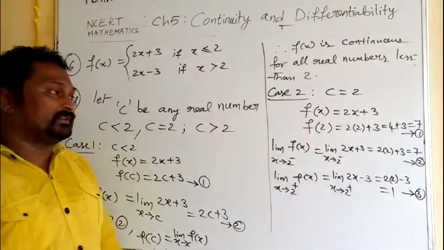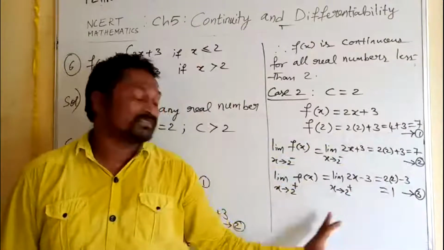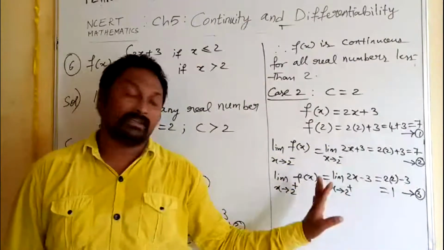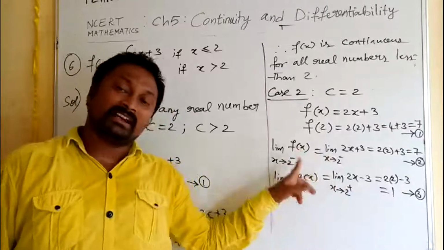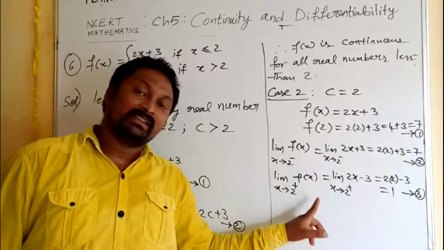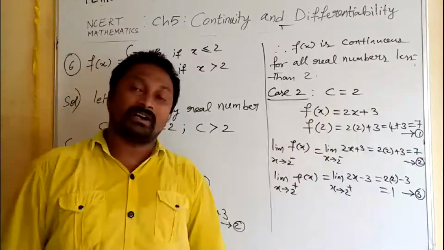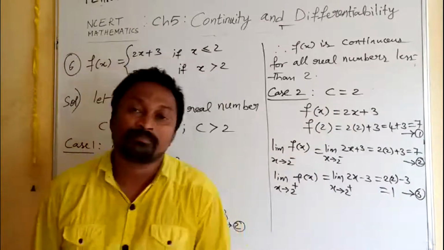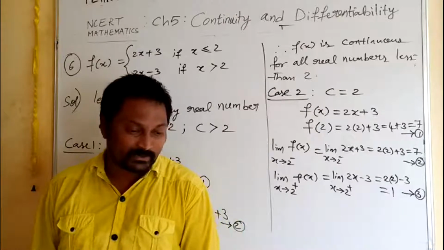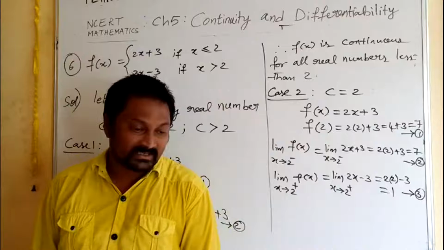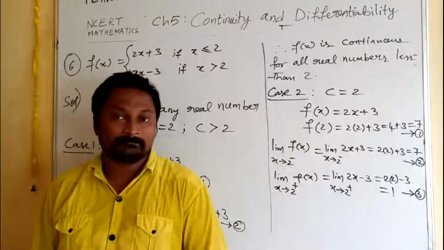Now you observe carefully in these 1, 2, 3, we can say that they are not equal. So we can say that the left hand limit is not equal to the right hand limit. Therefore, is it continuous or not continuous at c equal to 2, or x equal to 2? You can comment on it so that I get to know whether it is continuous or not continuous. Tell me your answer.